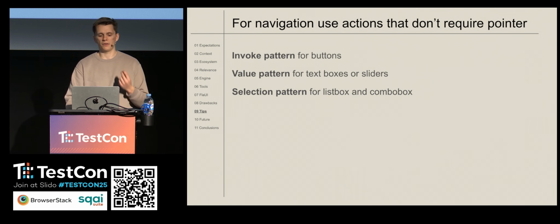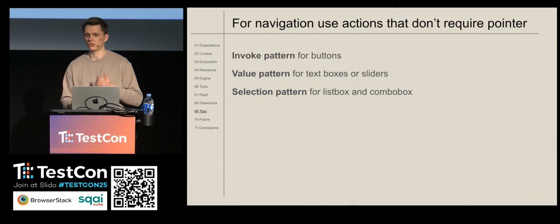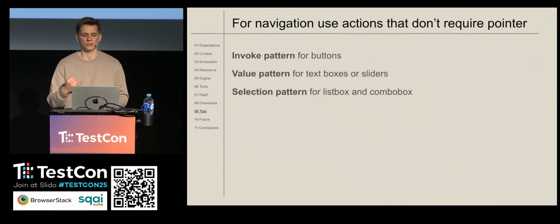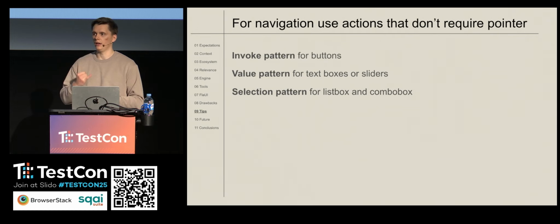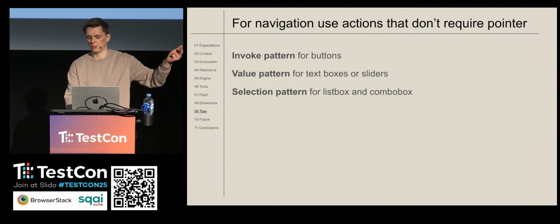And for the navigation, you should use actions that don't require pointers. So I mentioned before, we have invoke pattern, value pattern, selection pattern, and this is just a small thing, but it improved my execution speed a lot. Also, stability was increased because using the pointer in Windows automation is actually quite unpredictable because, for example, sometimes the window might not be focused, which means that you need to perform two clicks, one to focus and one to click. So that's why you sometimes have flakiness. With invoke, you don't have it.